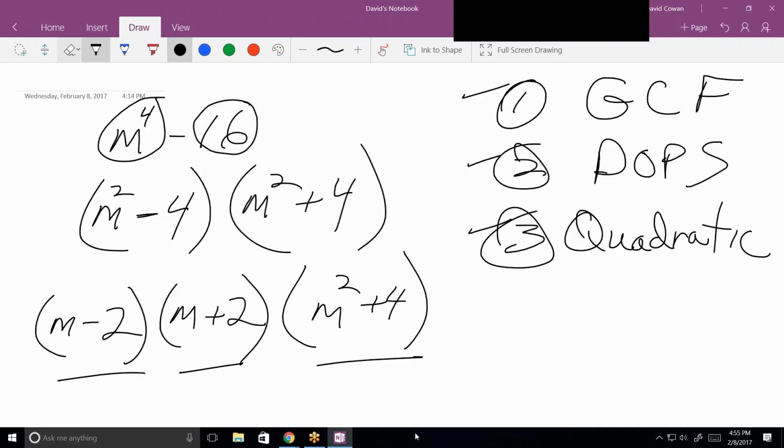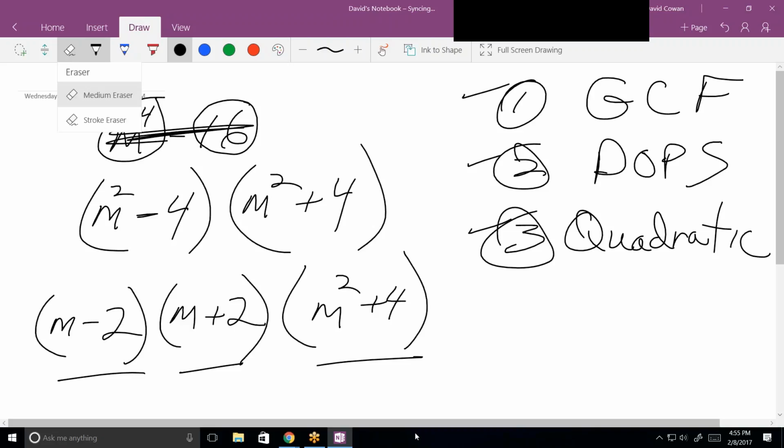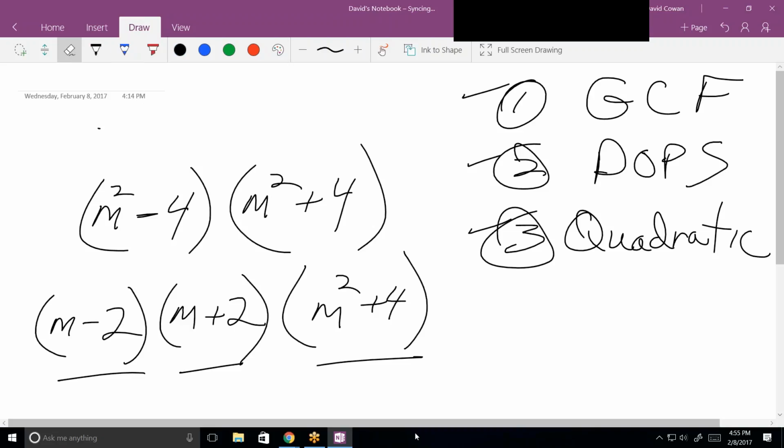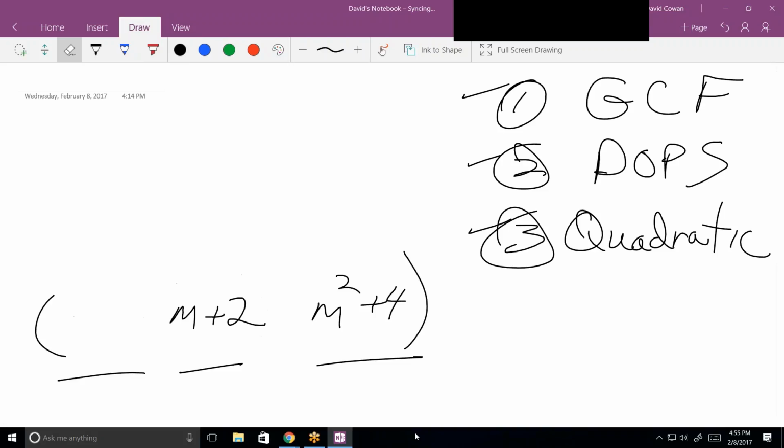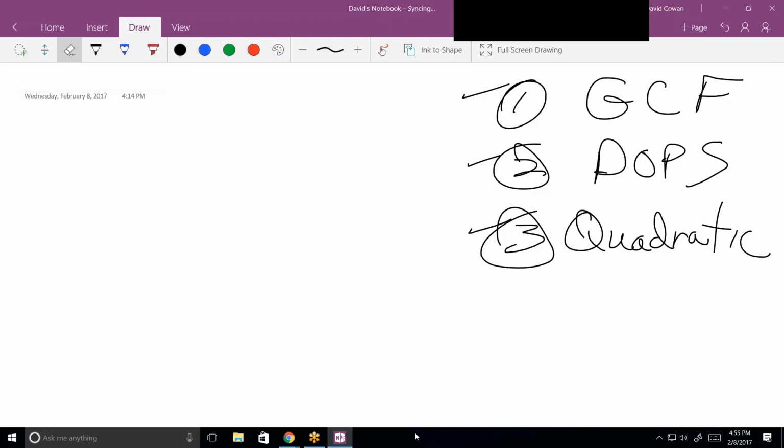All right? Hold on a second. I want to leave those 3 things up there for the moment, because that's the order you always want to go. You want to look for greatest common factor. If you don't find any of those, look for difference of perfect squares. If you don't find any of those, then it's almost certainly a standard quadratic. Okay, what else?